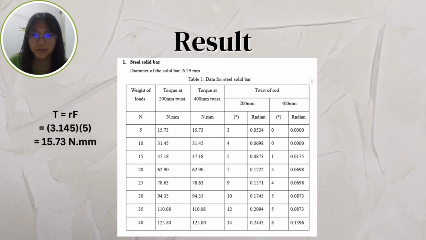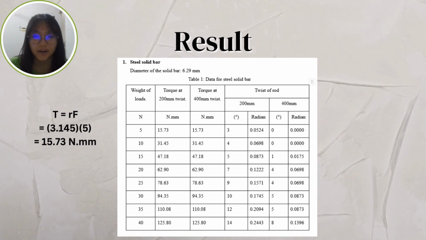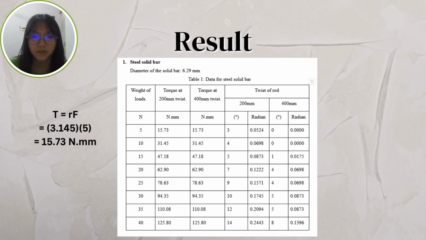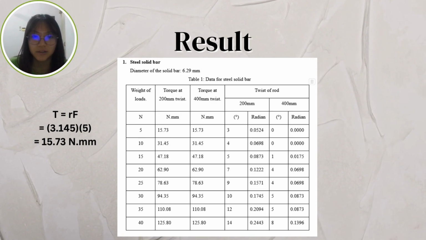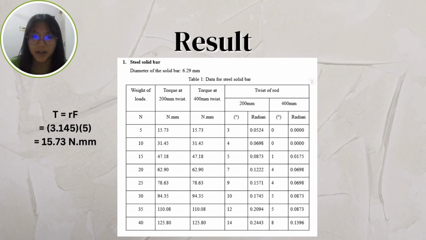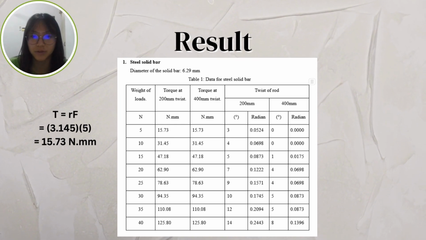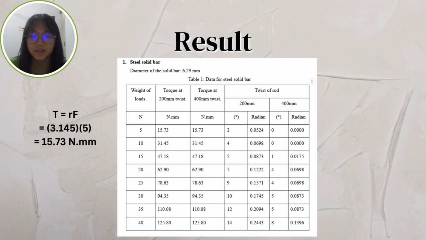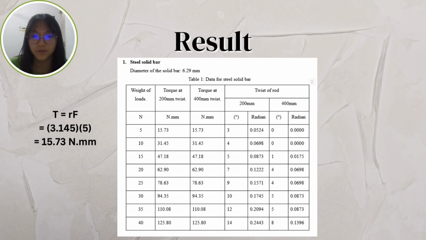To calculate the torque, we will use T equals R times F. For example, the radius of the solid bar is 3.145 times 5 Newton to get the torque. We will repeat the same step until 40 Newton.